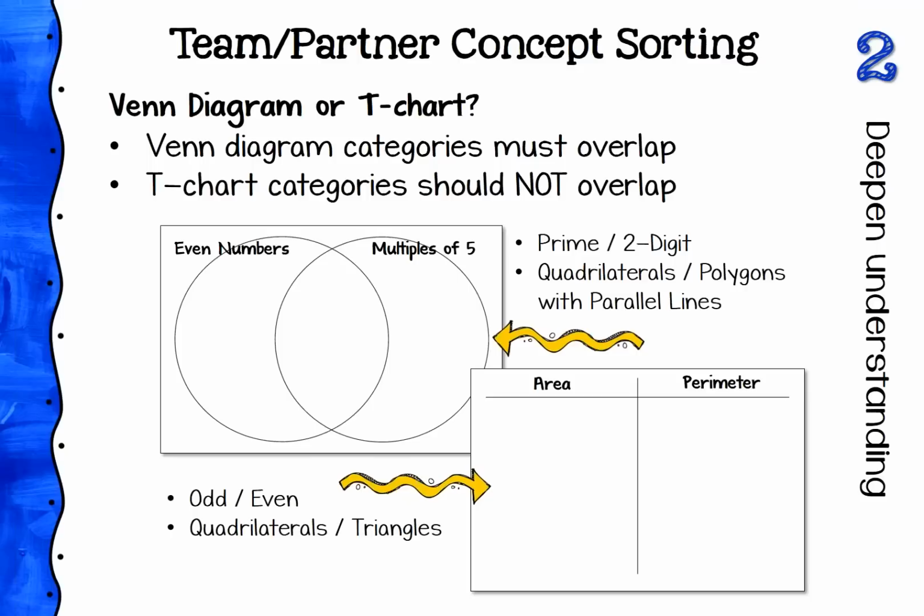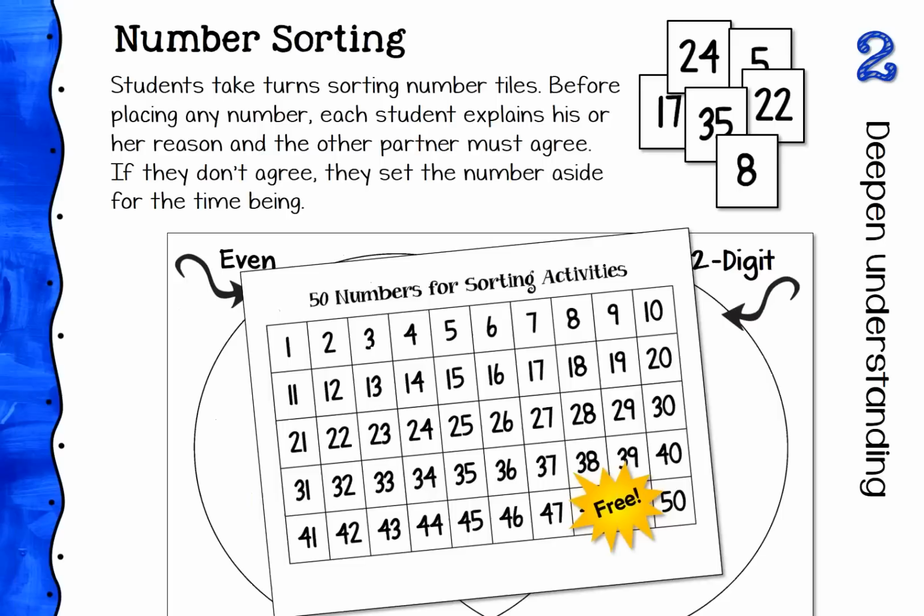So on the Venn diagram, you would not want to put even on one side and odd on the other, because there'd be nothing in the middle. So you have to do something like even or multiples of 5, or prime and 2-digit numbers, quadrilaterals and polygons with parallel lines. But on your T-chart, you want them to be totally separate with no overlap. So odd and even, quadrilaterals and triangles. So just keep that in mind when you're creating your own sorting activities.